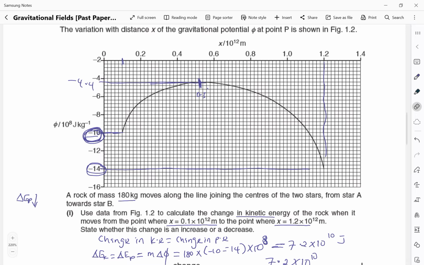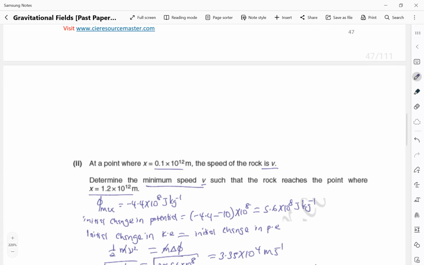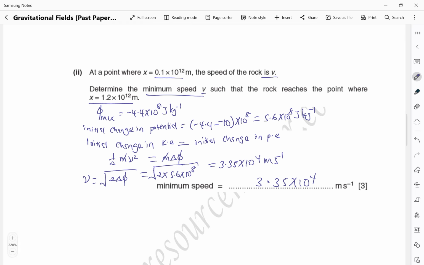So the minimum speed is attained at this point, where the potential energy becomes maximum, because as potential energy increases, kinetic energy decreases. So the minimum speed is attained at a point where x is 0.5, as shown there. So this value that we have obtained, considering the change in potential from -10 to -4.4, is actually the minimum speed.